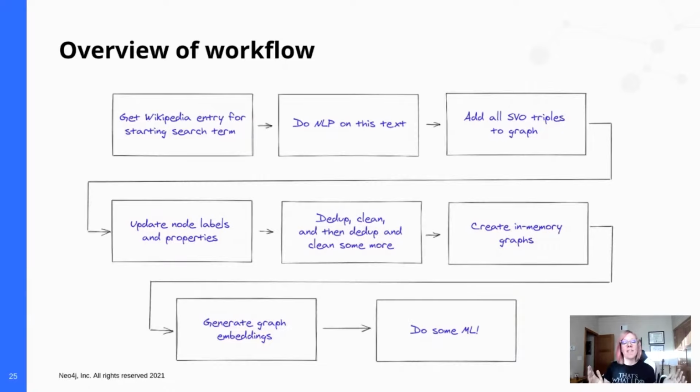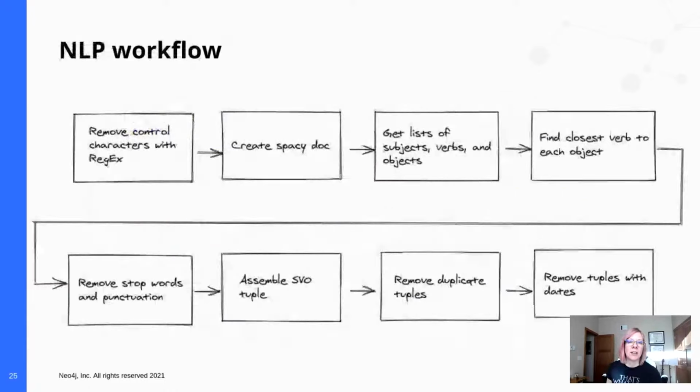And then once we have that all in the graph, we create what we call an in-memory graph, or a graph projection. This is the backbone of everything that happens within the GDS library, Graph Data Science Library. Then from there we create graph embeddings, just like word embeddings, but we're going to turn our graph into vectors of numbers, and I'll show you how in a bit. And then using those vectors, we do some machine learning.